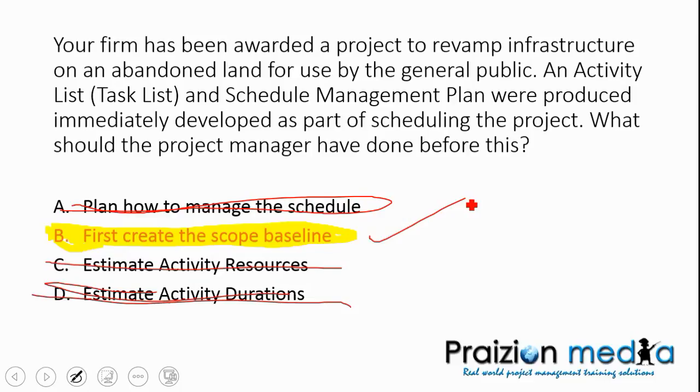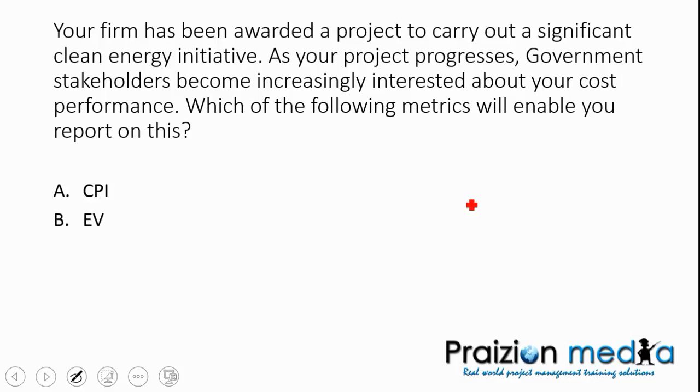Haha, one more for you. Before I call it a day here, your firm has been awarded a project to carry out a significant clean energy initiative. As your project progresses, government stakeholders become increasingly interested about your cost performance. Which of the following metrics will enable you to report on this? Is it your CPI? Is it your earned value? Is it your cost variance, CV, or is it your SPI, Schedule Performance Index?